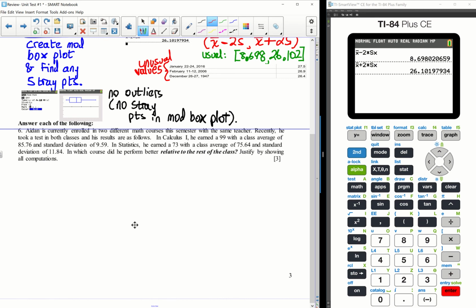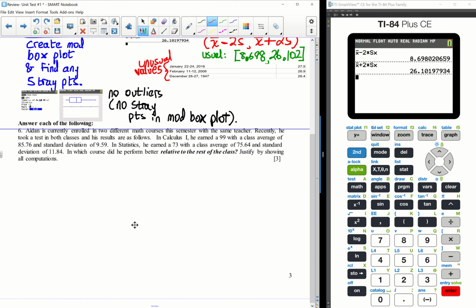Now, relative to the rest of the class, we know that he performed better in Calc 1, just by looking at the problem. He got a 99, the class average was an 85-ish, whereas in statistics, he got a 73 and the class average was a 75-ish.